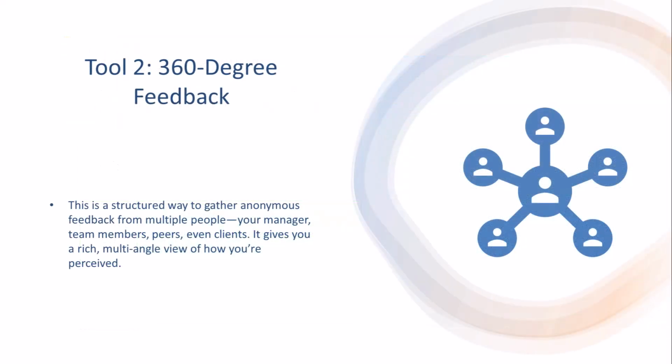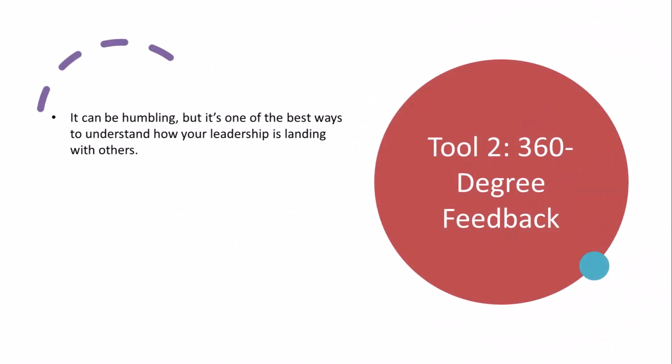360-degree feedback. This is a structured way to gather anonymous feedback from multiple people, your manager, team members, peers, even clients. It gives you a rich multi-angle view of how you're perceived. 360-degree feedback often includes leadership behaviors, communication patterns, team collaboration, emotional intelligence. It can be humbling, but it's one of the best ways to understand how your leadership is landing with others.